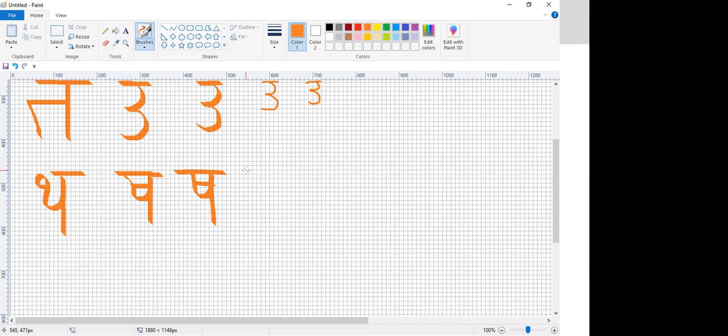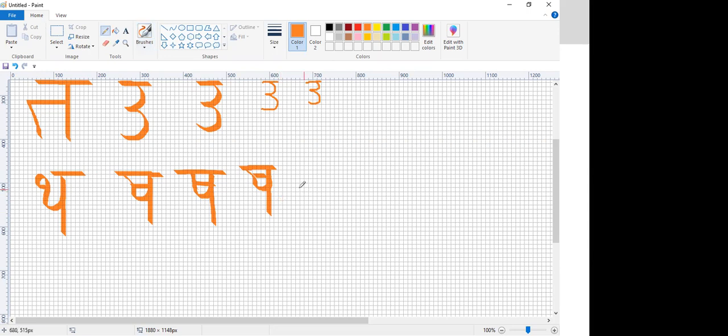So how do we do it? We do slightly curved, then here I add a line, and then I add a Shirorekha. This line can be straight or this line can be curved. There is no problem. Generally, we do it like this. This is Th in Shaada Lipi.